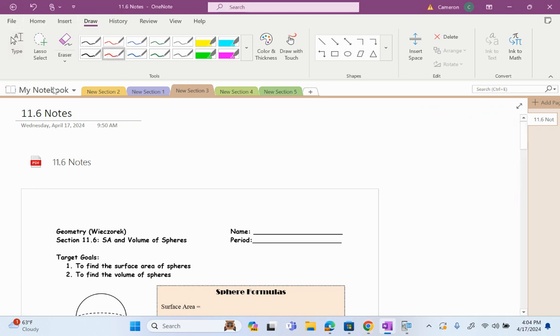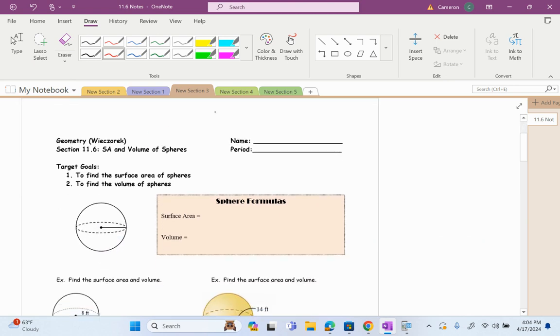So far, we've looked at different types of solids: prisms, pyramids, cones, cylinders, and we found the volume, how much space fills up the inside of that 3D shape, and we found the surface area. What's the area of all of the outside surfaces surrounding that 3D figure? And so we have one left to go over, which is the sphere.